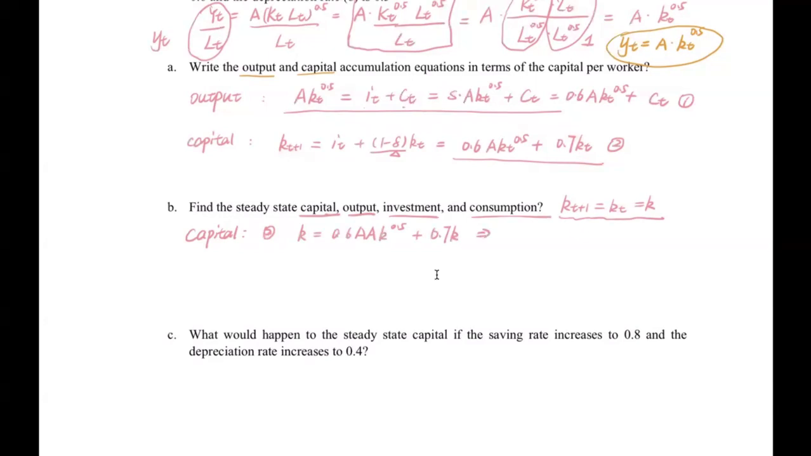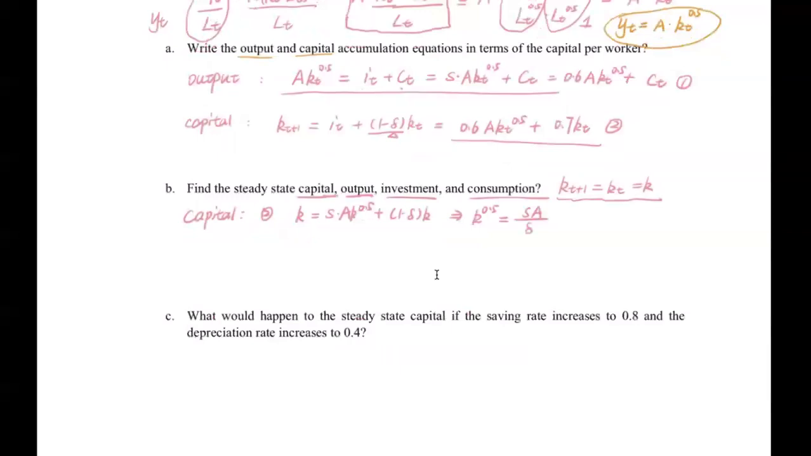And you will get, okay, just rewrite it because we want to have it times A K to the power of 0.5, and 1 minus delta K. Then if this equation holds, you will get K to the power of 0.5 equals S A divided by delta.